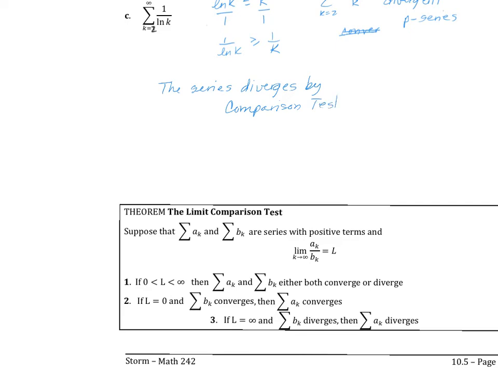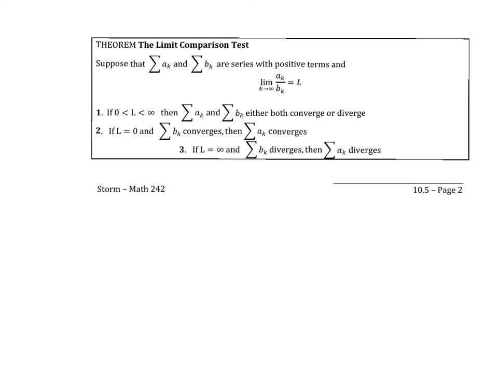All right, let's look at our last test for convergence. This is going to be our limit comparison test. The advantage to using the limit comparison test is you don't have to show which is the smaller and which is the larger. However, you still have to find a series to compare to your given series.